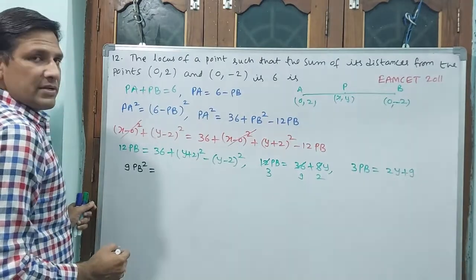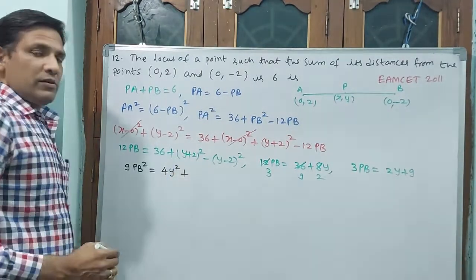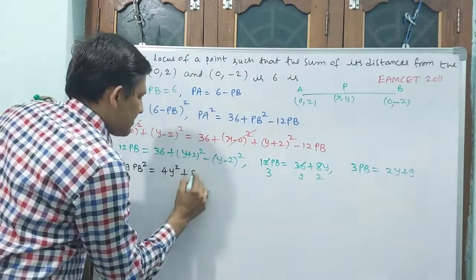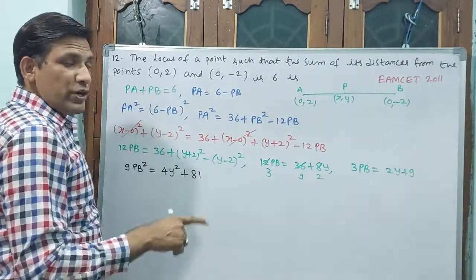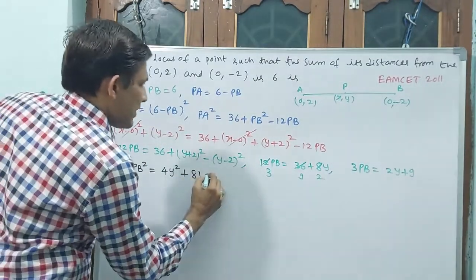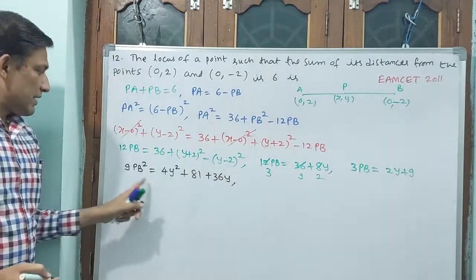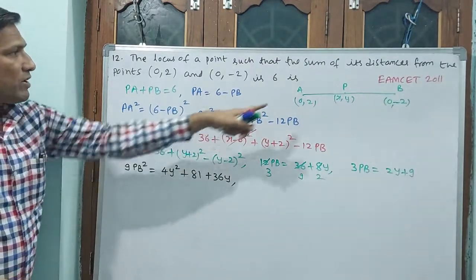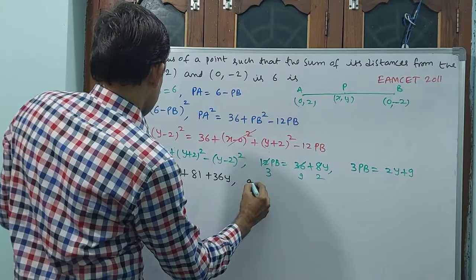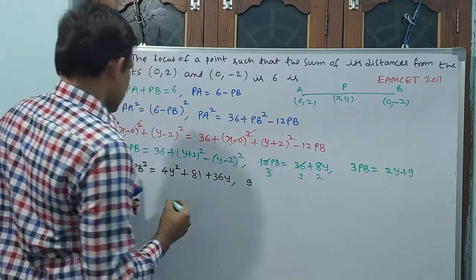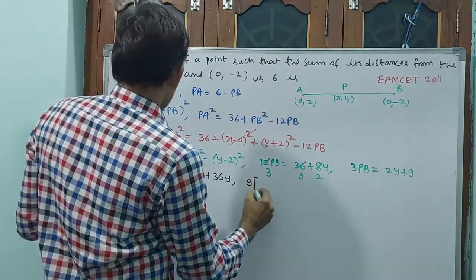2Y plus 9 whole square means a square 4Y square plus b square 81 plus 2ab, 2 into 9, 4 into 9, 36Y. Okay, come on. See, this side you have squared, but what about this PB square? PB square value, right? Again, 9 times of... I think, no, 4 is there. 4 it will not divide. Okay, you have to write 9 into PB square.